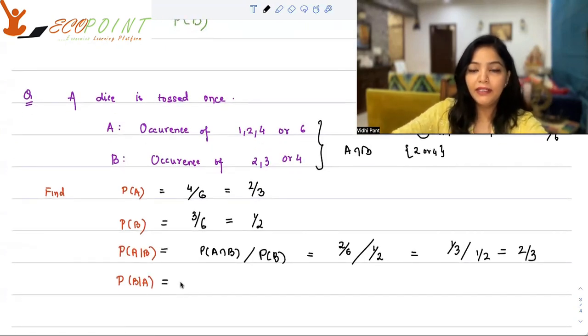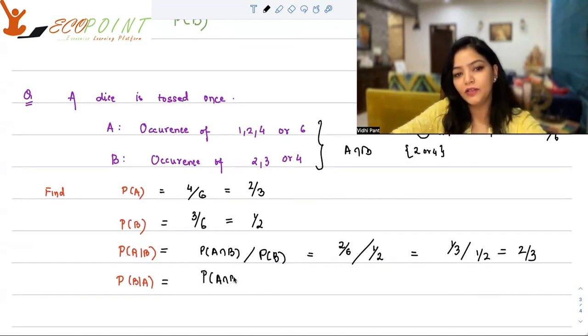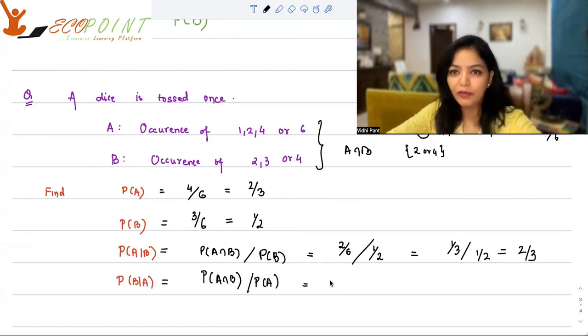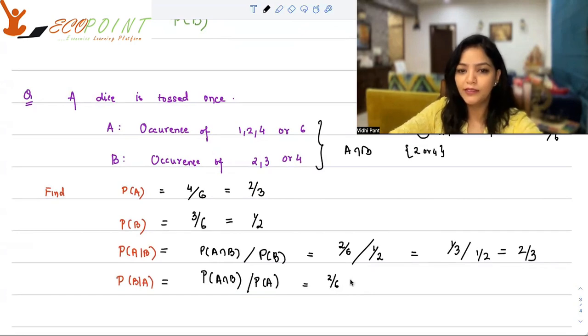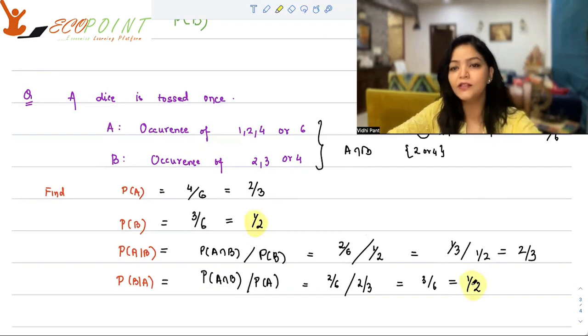Lastly, probability B condition to A will be probability A intersection B upon probability A. Well, we already know what is the probability A intersection B. It is now 2 upon 6. And what is probability A? Probability A is 2 by 3. So which means that what I'm going to get is 2 cancels, and 3 upon 6 is what you get, that is 1 by 2. Well, probability B is half, and probability B condition to A is also half. Probability A is 2 by 3, and probability A condition to B is also 2 by 3.